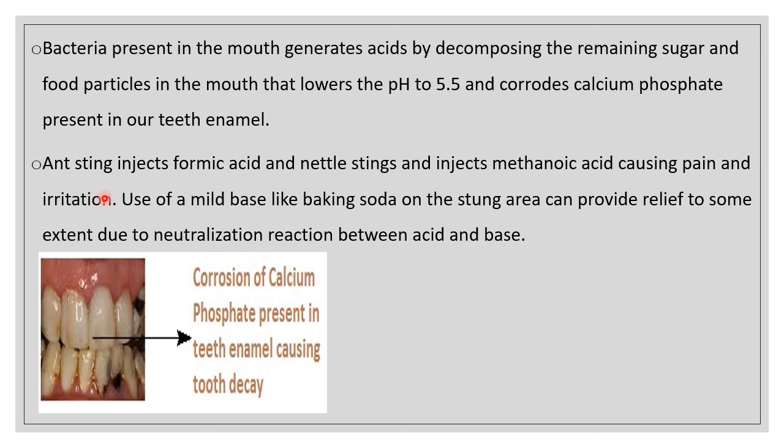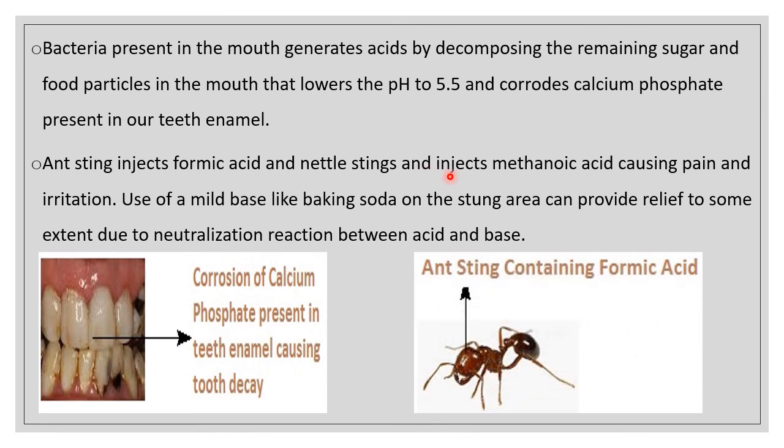An ant sting injects formic acid. Okay, red ant. Why? It is because it contains formic acid that gives a kind of pain or irritation. At that time you can rub with what? Baking soda from the kitchen. It is basic in nature and the pain subsides.